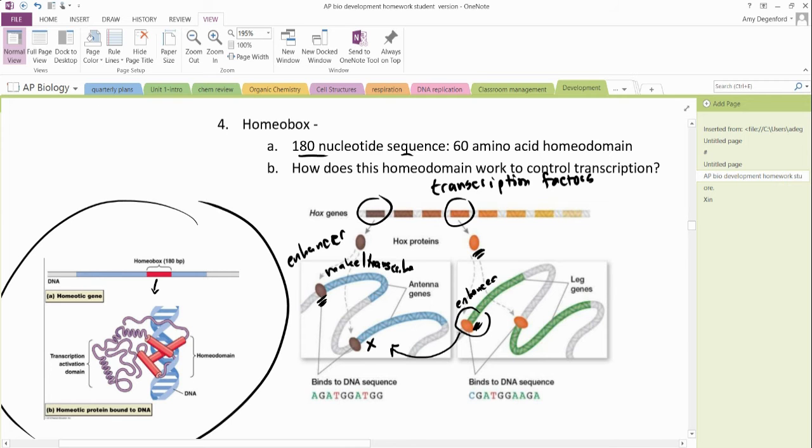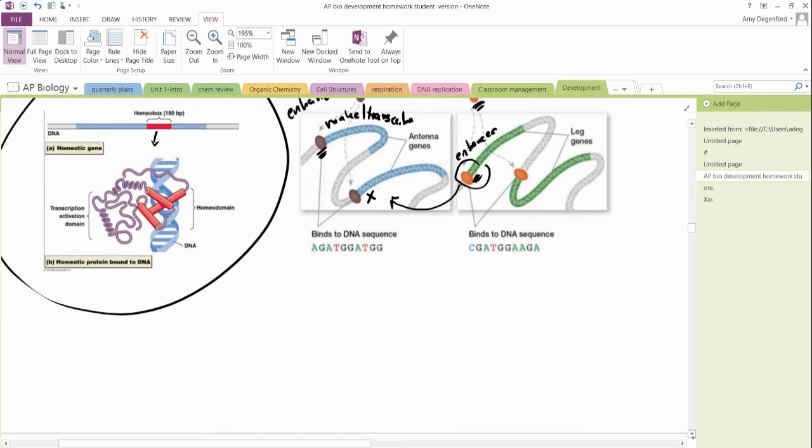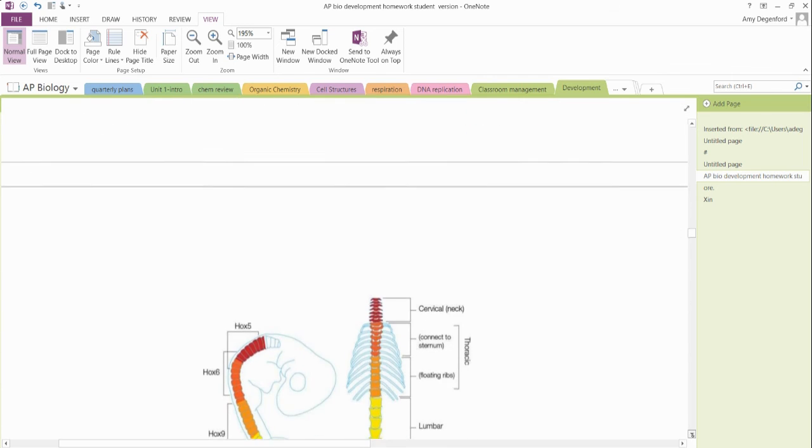So that's where we can get the legs in the proper area turned on, but then the antenna in their proper area. Now you can imagine if there's a mutation that would change the sequence that it binds to, you can get a different number of legs or a different number of antenna, or in the video that we watched, an extra antler developing or an extra horn developing. We saw that in some of the mammals. So those Hox genes are going to be very, very important.